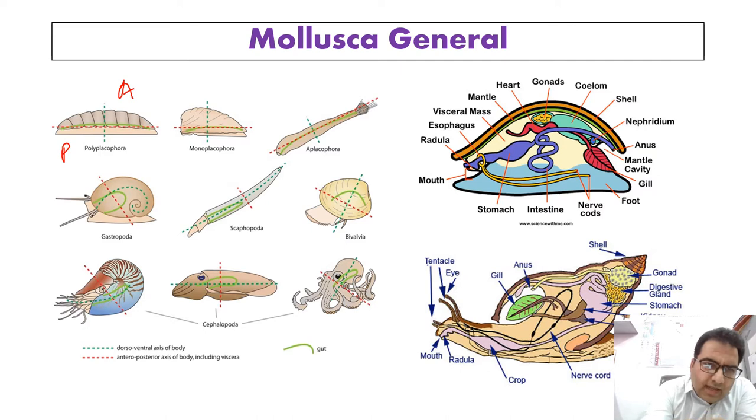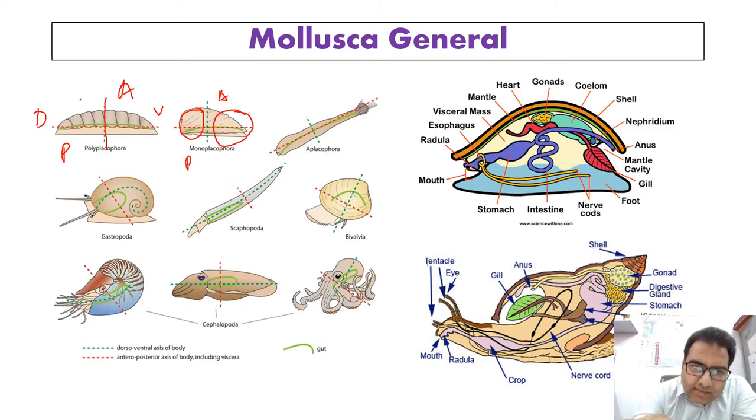So this green line demarcates the dorsal and the ventral side. What does it mean? It means this is the dorsal side and this is the ventral side. Here in this case also, this portion is the dorsal side and this portion is the ventral side. And among these, we clearly see that this is the anterior side and this is the posterior side. So in the case of a placophora as well, we have this as the anterior side and this as the posterior side, whereas this is the dorsal side and this is the ventral side.